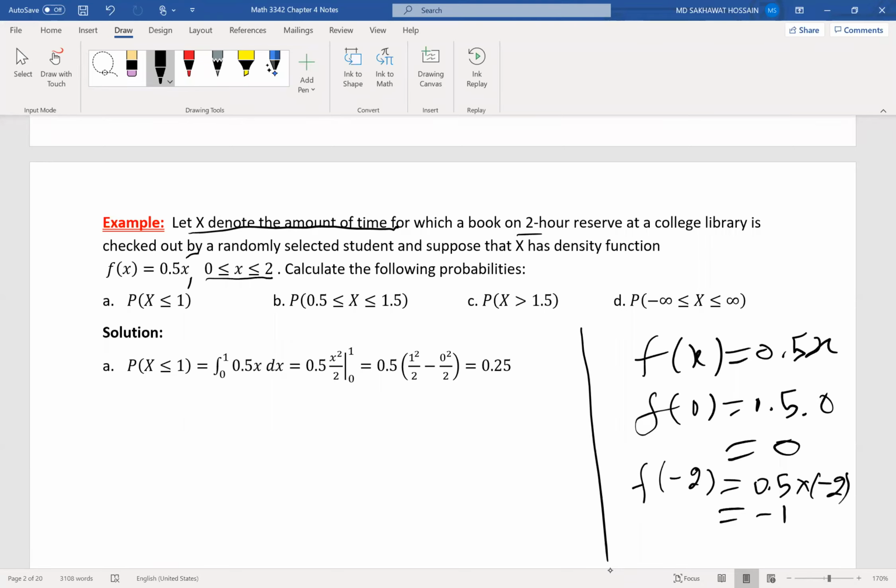But the functional value is not positive. This is less than 0, right? But what do we know? We know that the density function is always non-negative. Now the question is, is it a probability density function or not? Anyone? Is it a probability density function?